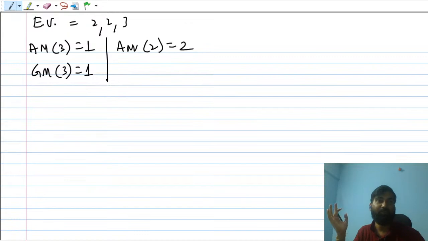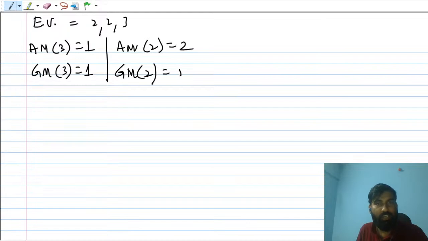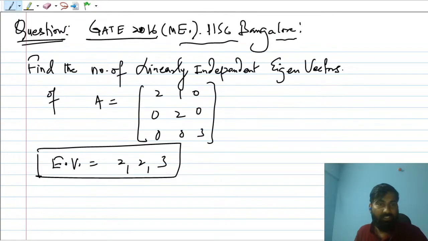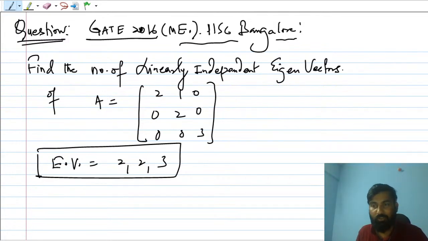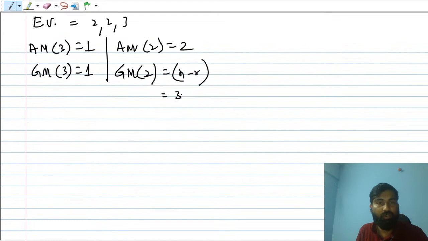The number of linearly independent vectors can be 2, but we have to calculate. We don't know, right? So we can calculate GM of 2 by using the n minus r formula. What is n? n is the number of unknowns. Unknowns means number of columns, that you have to keep in mind. So there are 3 unknowns, and this will be 3 minus r.